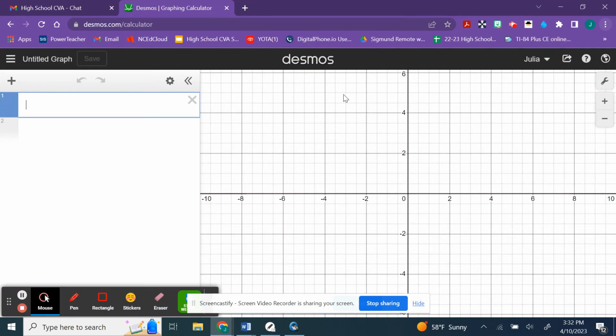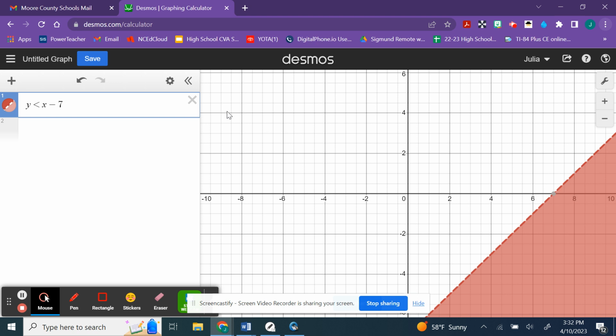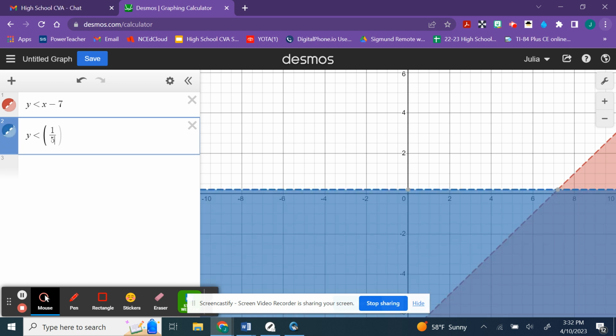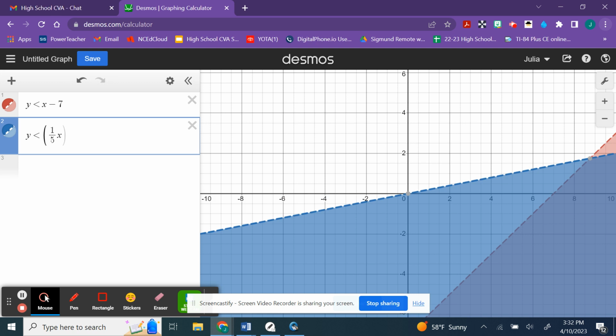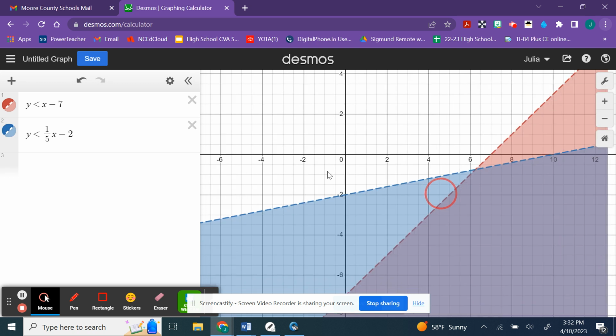So remember, we can put these into Desmos as well. So y is less than x minus 7, and it graphs it. And then our second one was y is less than 1/5 x minus 2. And so remember, the solutions to the system are going to be in the overlap over here.